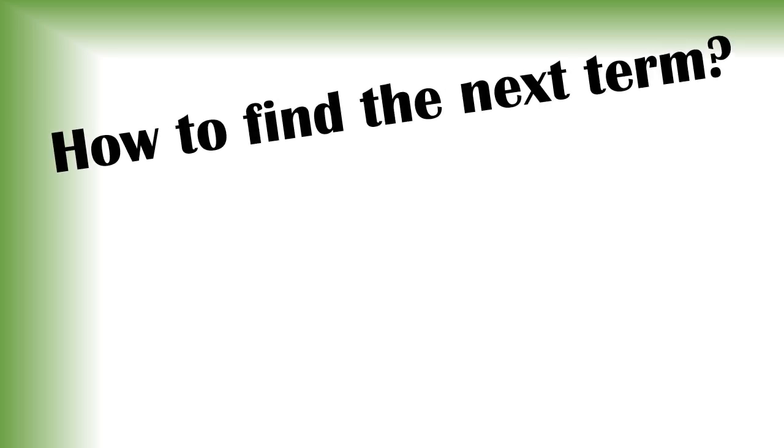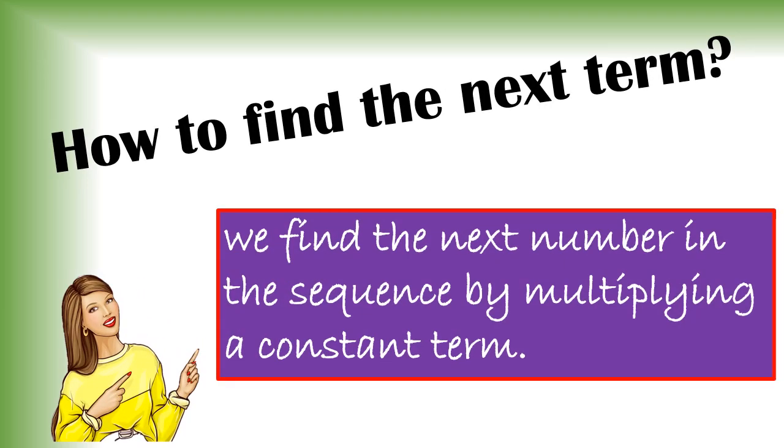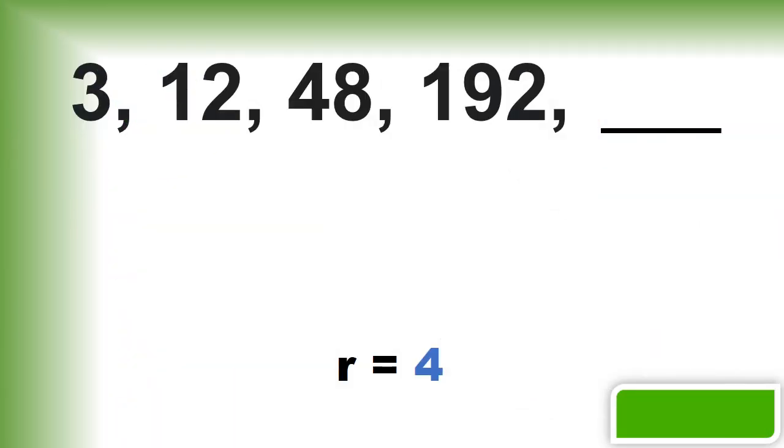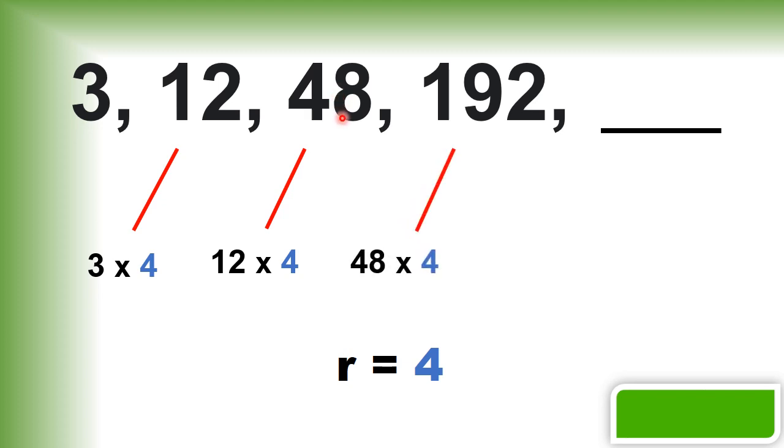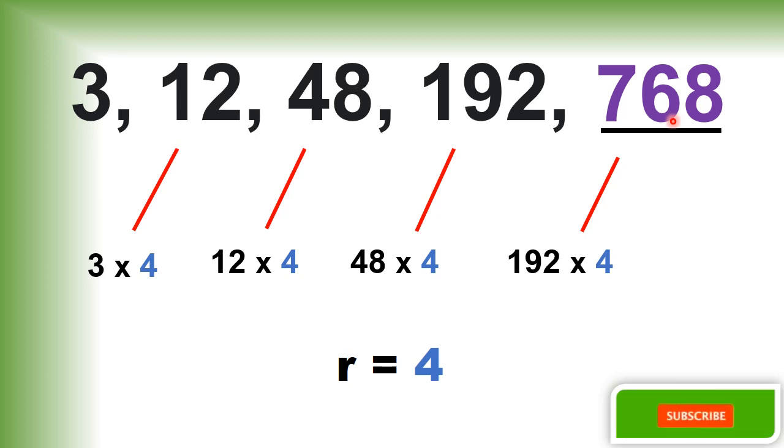How to find the next term? We find the next number in the sequence by multiplying by a constant term. The constant term here is the common ratio r equals 4. Let's multiply the numbers. 3 times 4 equals 12. 12 times 4 equals 48. 48 times 4 equals 192. 192 times 4 equals 768.